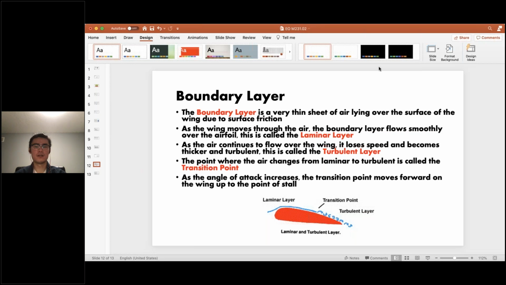Boundary layer, like I said, essentially you want Mrs. Air molecule to travel on top of the wing and Mr. Air molecule to travel down the wing, and you want them to be able to travel as smoothly as possible because they want to be reunited faster.